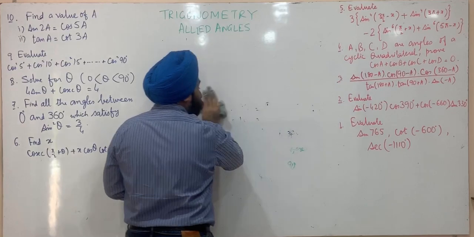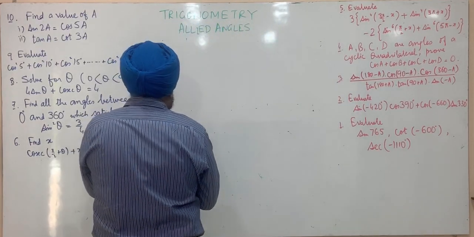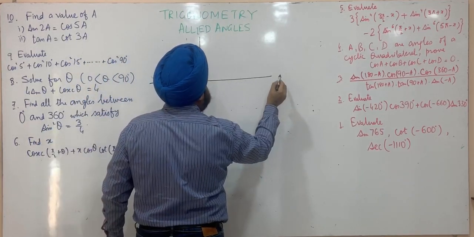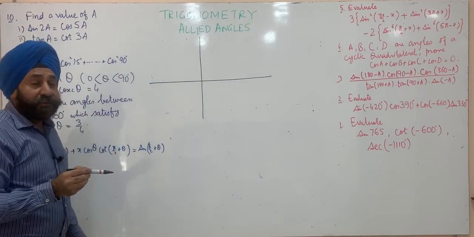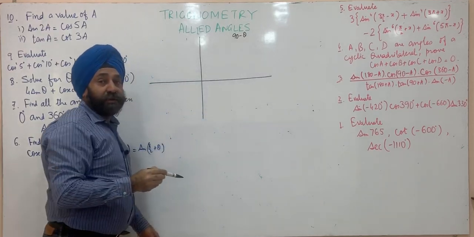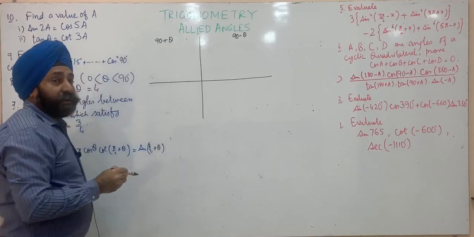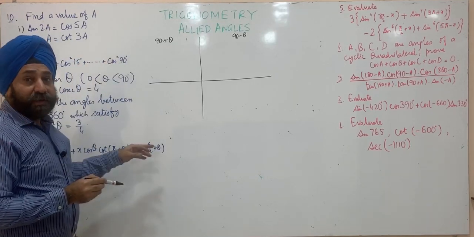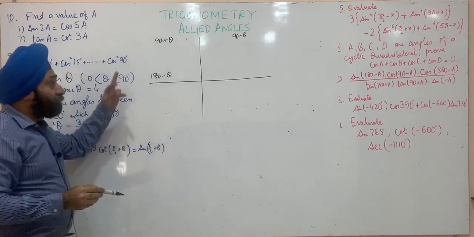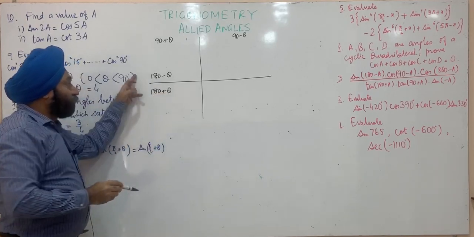For discussion, we are considering theta to be an acute angle only. This is y-axis, x-axis. If theta is acute, then 90 minus theta will lie in the first quadrant. 90 plus theta will be in the second quadrant. We are placing all the allied angles in 4 quadrants. Then 180 minus theta will be here in the second quadrant. 180 plus theta goes to the third quadrant.